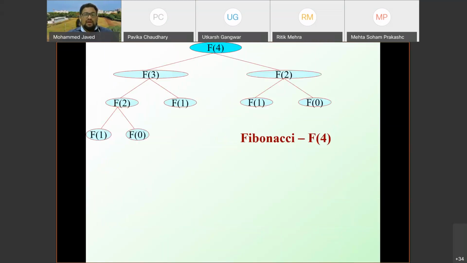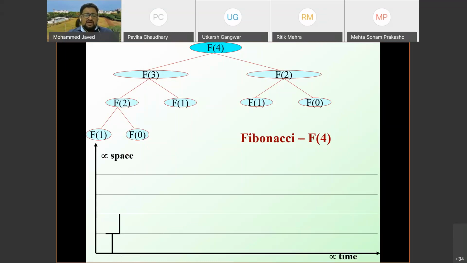Okay, so on the other hand, if you see Fibonacci of 4, f of 4, so f of 4 is split into f of 3 and f of 2. F of 3 is split into f of 2 and f of 1. F of 2 is split into f of 1 and f of 0. This answer we know, then we can combine in the backward fashion, right? Here also f of 2 is split into f of 1 and f of 0. F of 1 and f of 0 are known, then I can calculate f of 2.